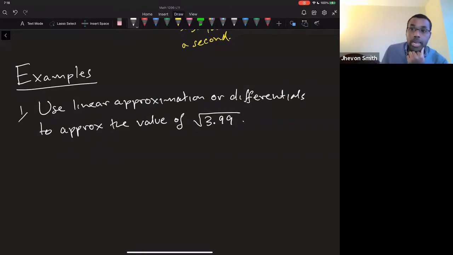So yeah, I know you can do this in a calculator. That's not the point. The point is I'm going to show you that I can do it without a calculator and get it pretty accurate, right? And the reason is because I know what the square root of 4 is, which is super close to 3.99. So I can actually make a pretty good prediction using tangent lines, which I can compute easier.